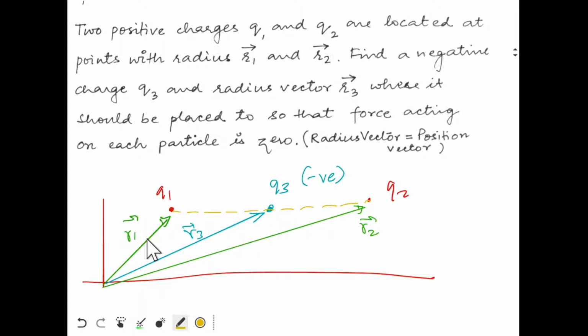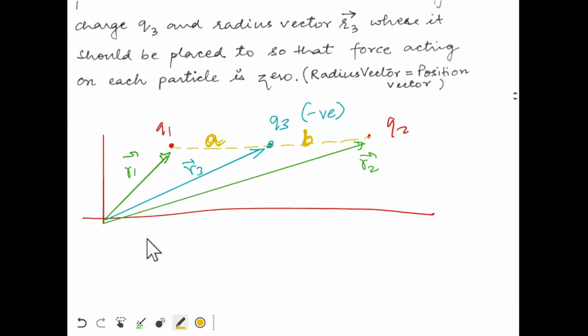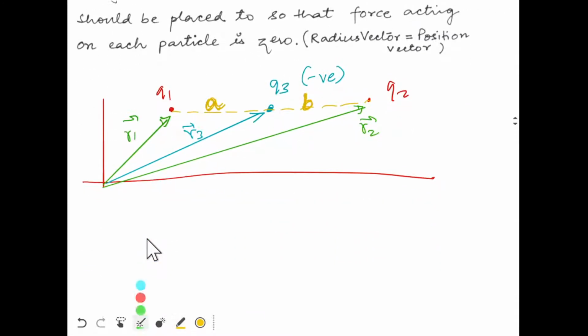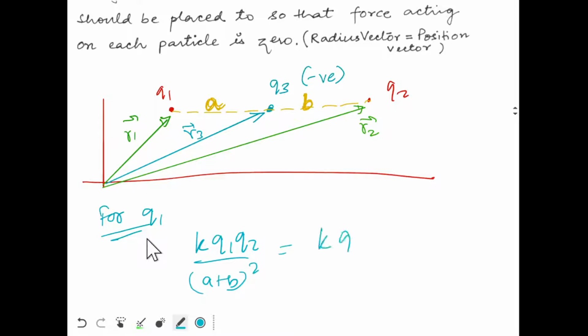So let's just assume that this distance is a, this distance is b. Now for the force between Q1 and Q2: Q2 will repel Q1 in this direction while Q3 will attract Q1. So they should equalize each other. So for Q1, k Q1 Q2 by (a plus b) whole square should be equal to k Q1 Q3, we will need a minus sign, divided by a square.